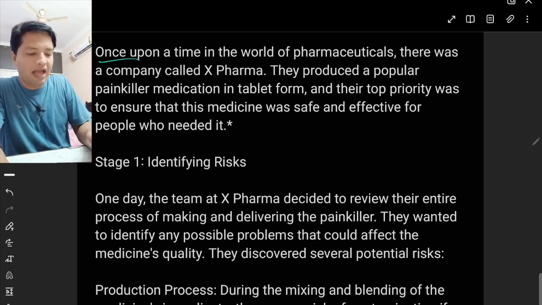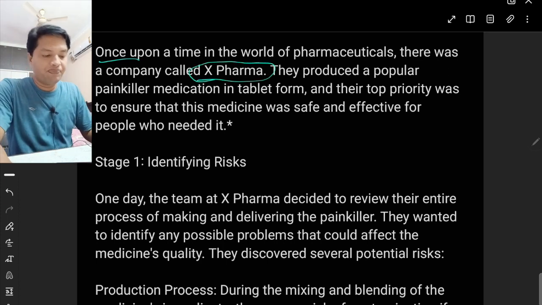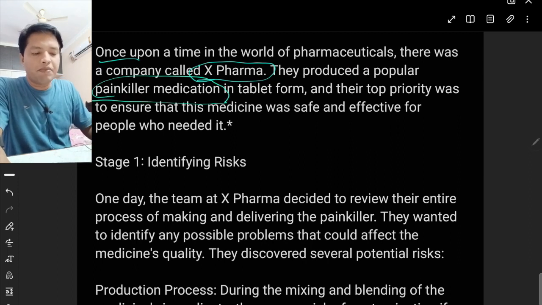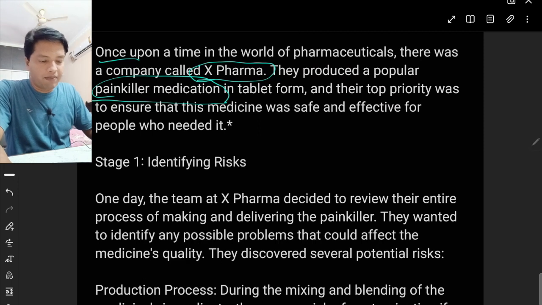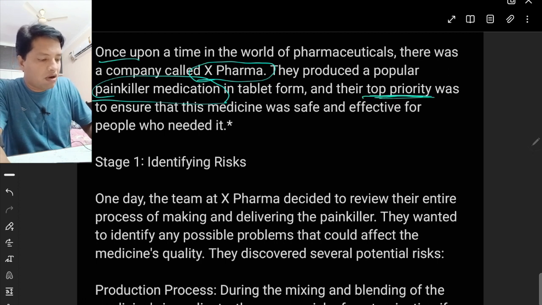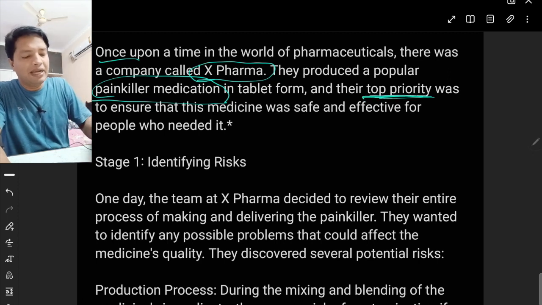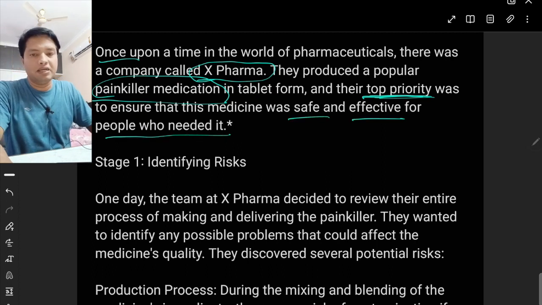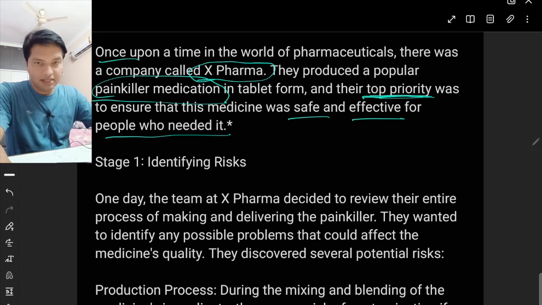Assume that we have a company called X Pharma. They are a popular producer of painkiller medicine, and it is very popular in the market. It is popular because their top priority is to ensure the medicine is safe and effective for people who need it. For that, they need to carry out quality risk management.